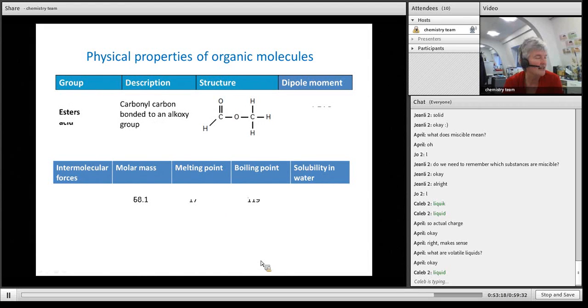Okay, right, we're nearly finished. Esters. Now, esters have a similar dipole moment to carboxylic acids, but much lower than amides, of course. What do you think esters would be? Would they be soluble in water or not?